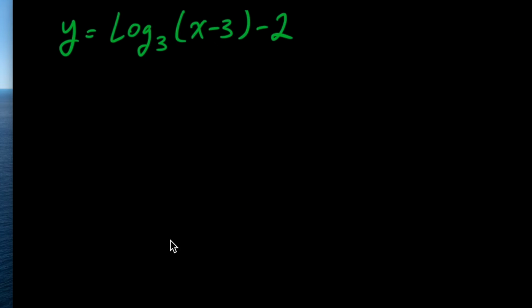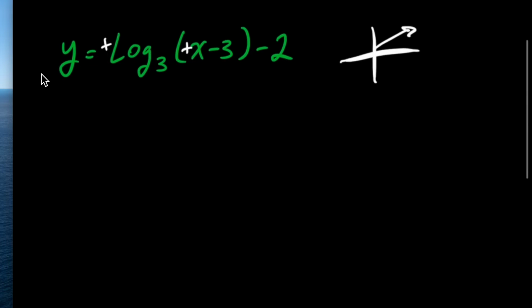Next, we have a log with a unique base of 3. We have a constant within the argument, and then we have a constant outside the argument. Our intuition on this one is that we have a positive value associated with the y, a positive with the x. So we anticipate that this graph is going to head towards the first quadrant.